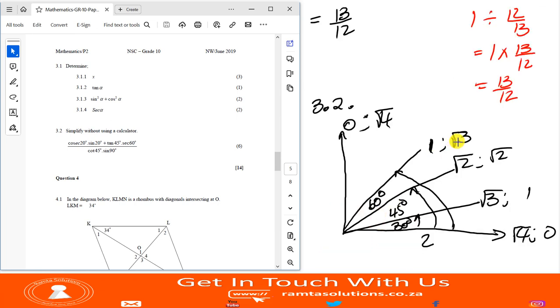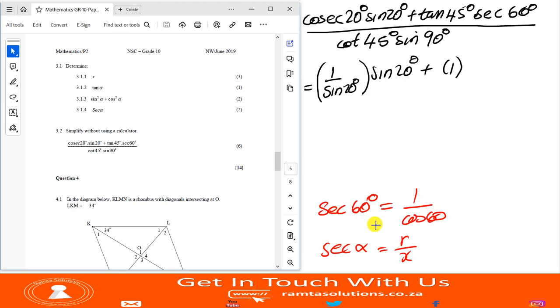What is cos? Cos is adjacent, sorry. Cos is adjacent over hypotenuse. What is adjacent? Adjacent is x. So in other words, cosine is x over r. This is x, this is r. Now going back, cos 60 is half. Now what is sec 60? If cos 60 is half, it means sec 60 will be 2.